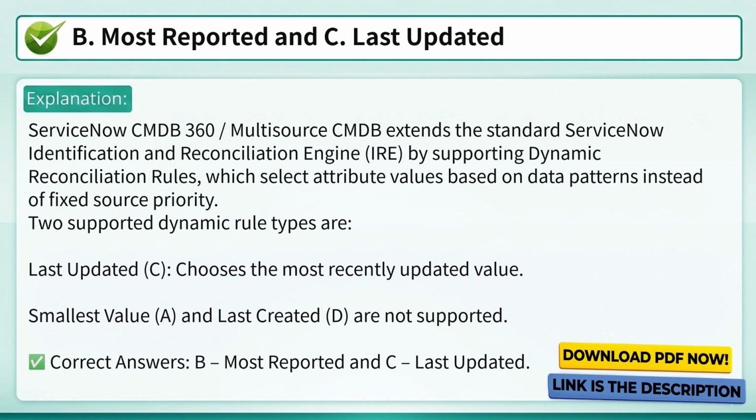Explanation: ServiceNow CMDB 360 Multi-source CMDB extends the standard Identification and Reconciliation Engine, IRE, by supporting dynamic reconciliation rules which select attribute values based on data patterns instead of fixed source priority. Two supported dynamic rule types are: most reported, B, which chooses the value reported most often across sources, and last updated, C, which chooses the most recently updated value. Smallest value, A, and last created, D, are not supported. Correct answers: B, most reported, and C, last updated.